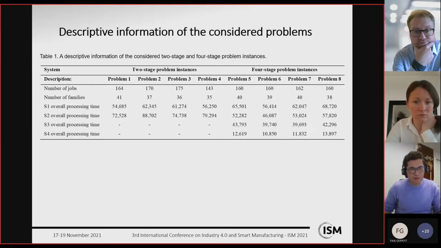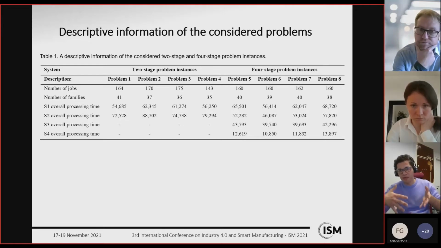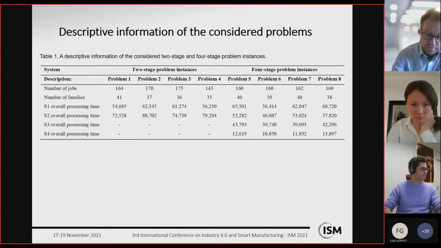It will be too hard to talk about all of them, but I will try to give a short overview and an impression of how the performance looked. We are talking about problems that involve between 150 and 170 jobs per problem instance, and they belong to up to 40 different families. When we switch between families, once we schedule jobs, we always have induced major setup times, which is actually just pause time, which we aim to minimize.